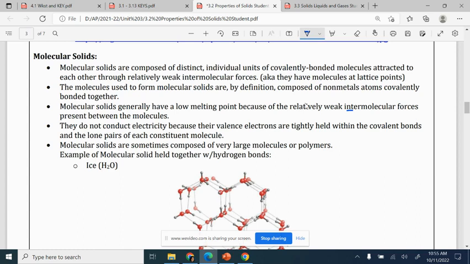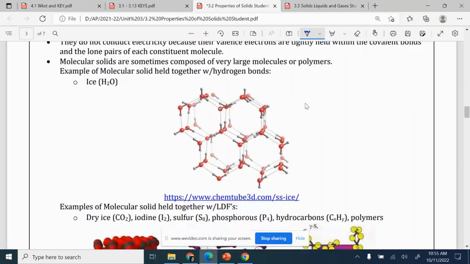Molecular solids then are sometimes composed of very large molecules or polymers, and oftentimes have hydrogen bonding. This is where your lipids, when you talk about lipids, are going to have a lot of these hydrogen bonds going on. You'll also have a lot of this hydrogen bonding, like we talked about yesterday with the DNA. Okay, that's what holds the two rungs of the DNA together.